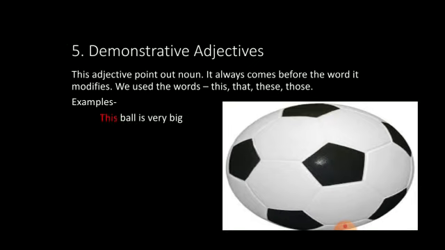Can you see this written in red? The word this points out where the ball is. It points out the noun. So this is a demonstrative adjective. Give me that glass. Here, can you see that? The word that also points out where the glass is placed.